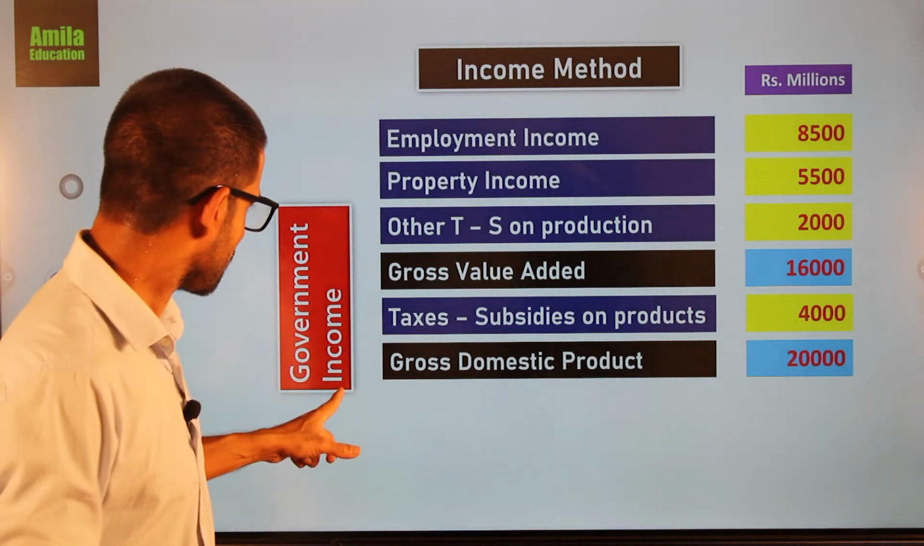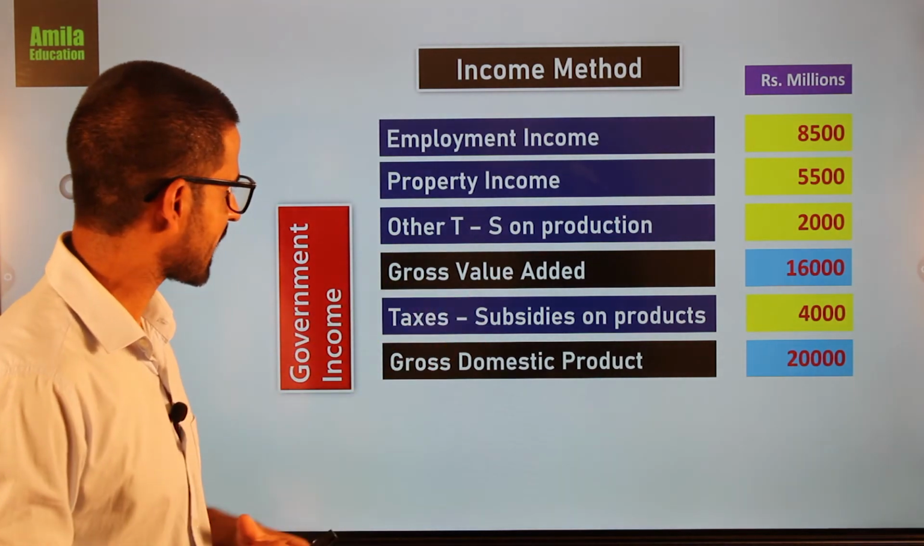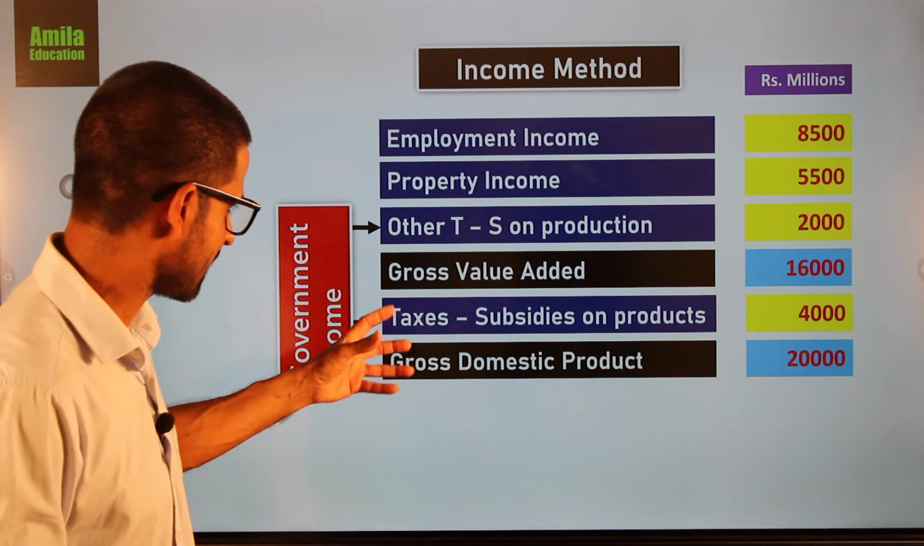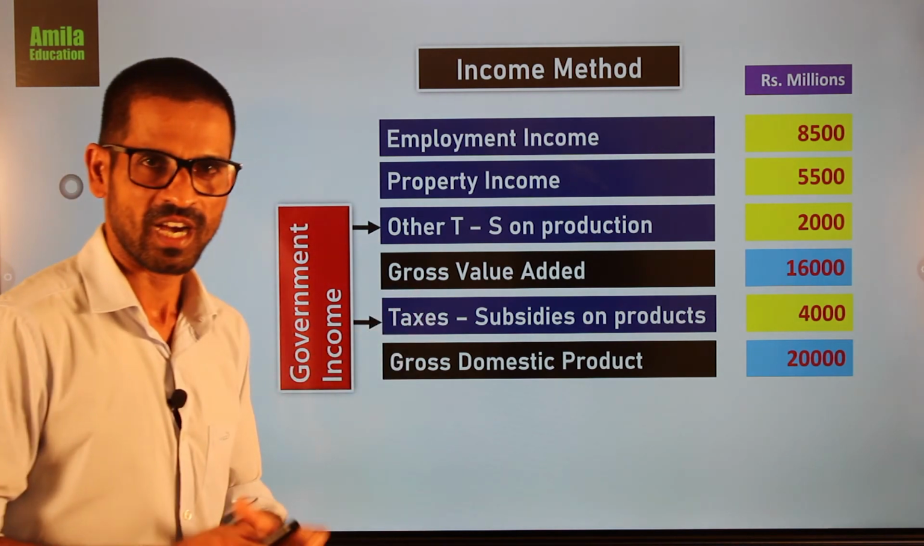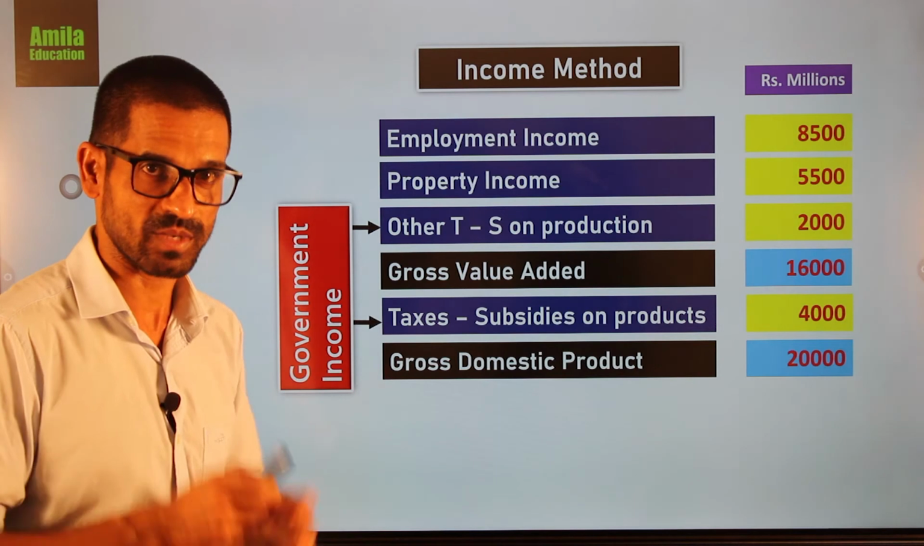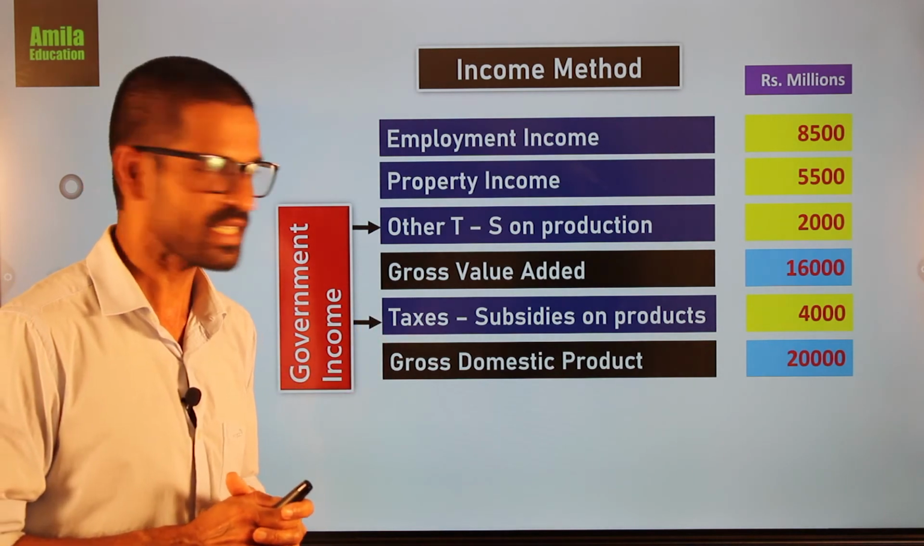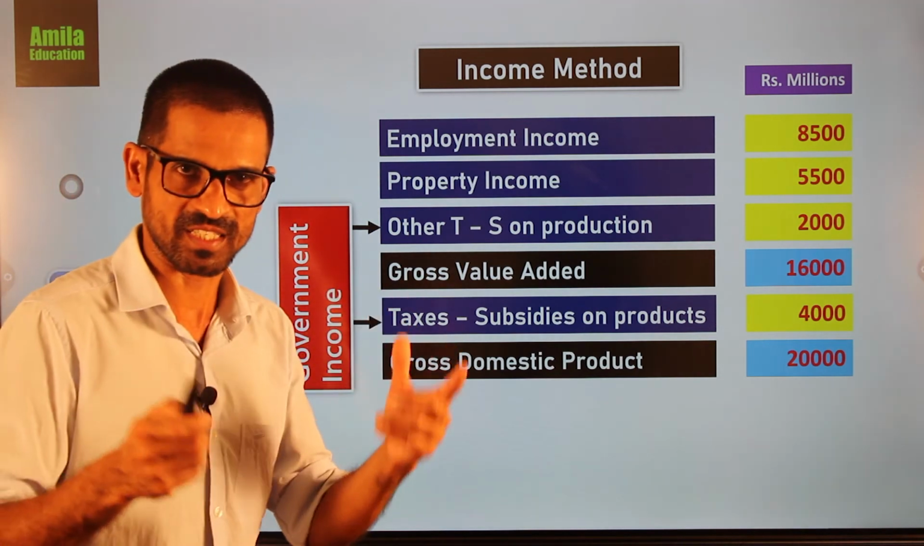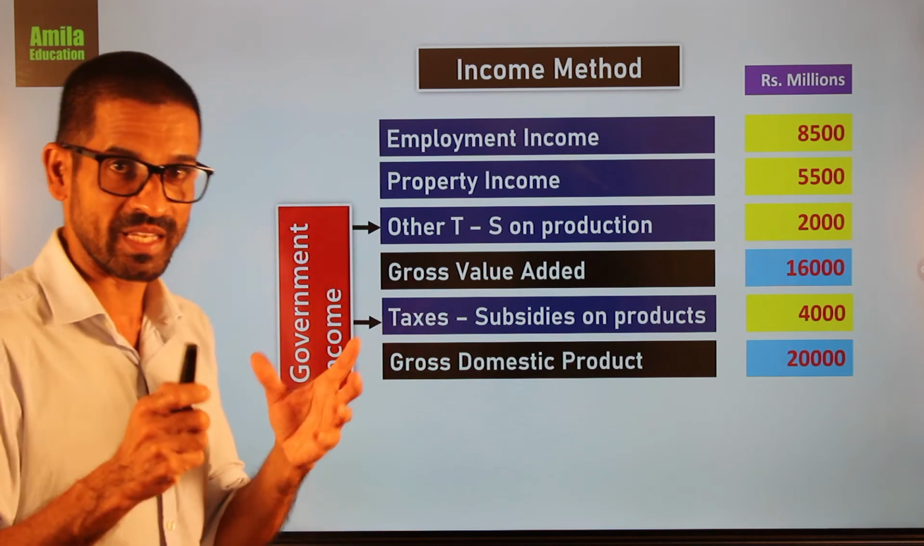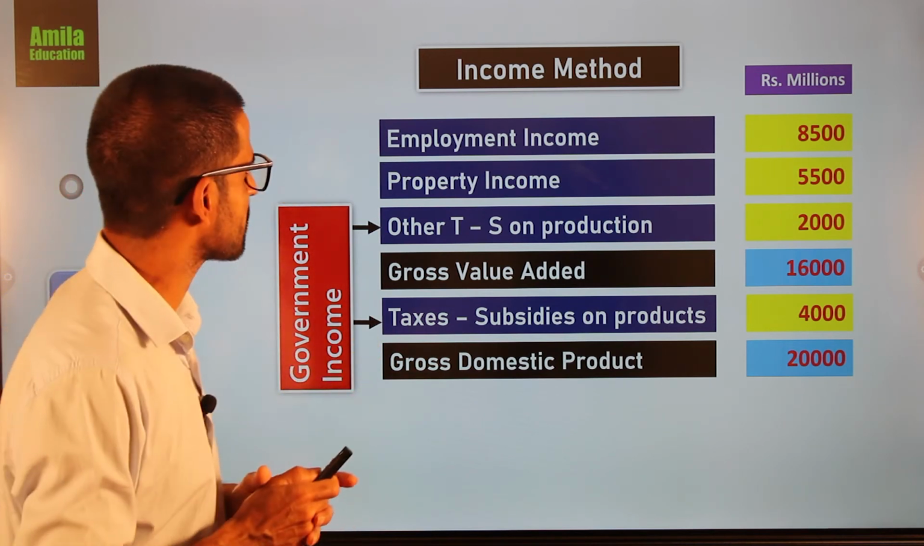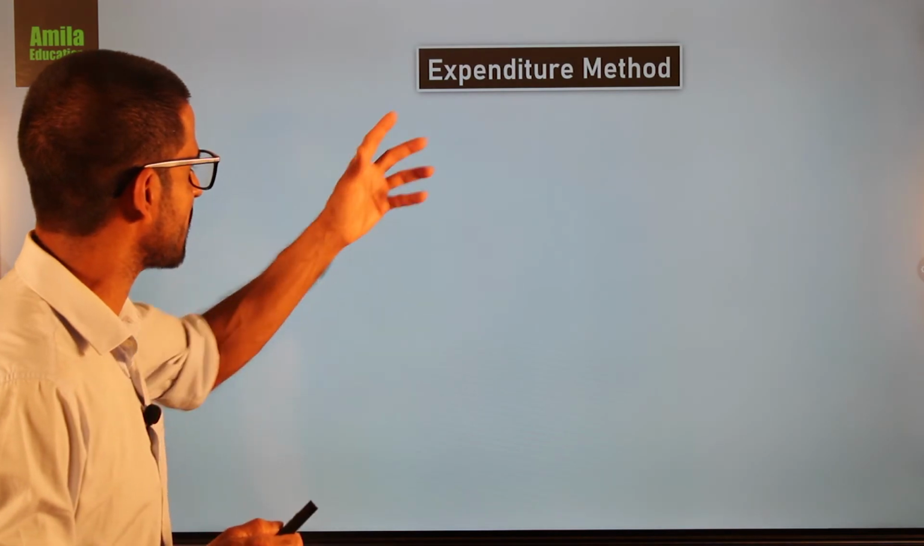Other taxes minus subsidies on products and taxes and subsidies on products are known as government income, government primary income, right? Okay, we will analyze it further later on. This is the basic introduction of these three methods. Then we have to go for the expenditure method.